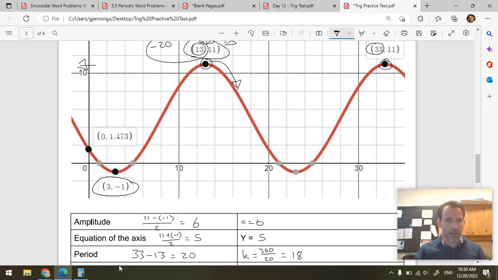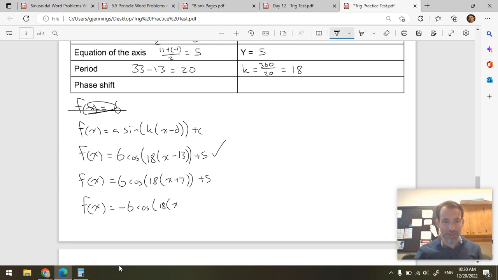Because here, if I did a negative a value, then cosine would start at a minimum and go up because I've reflected it in the x-axis. So I need to push that by 3 that way. So that would be x minus 3, plus 5. Okay, all of those would be full marks.